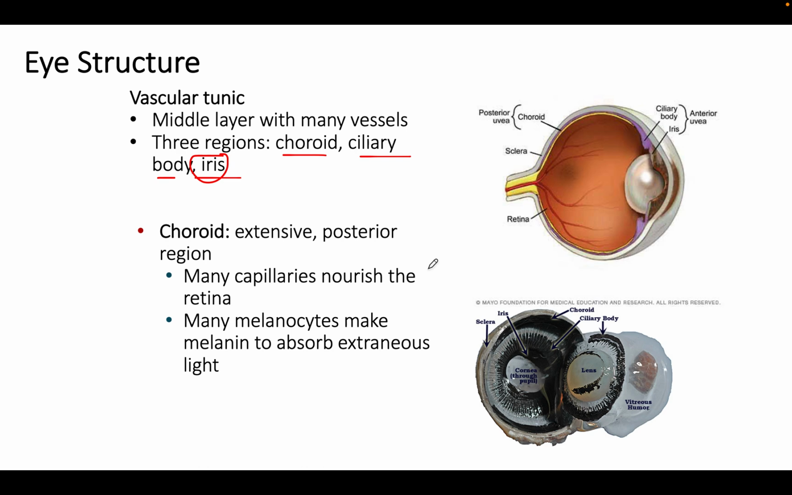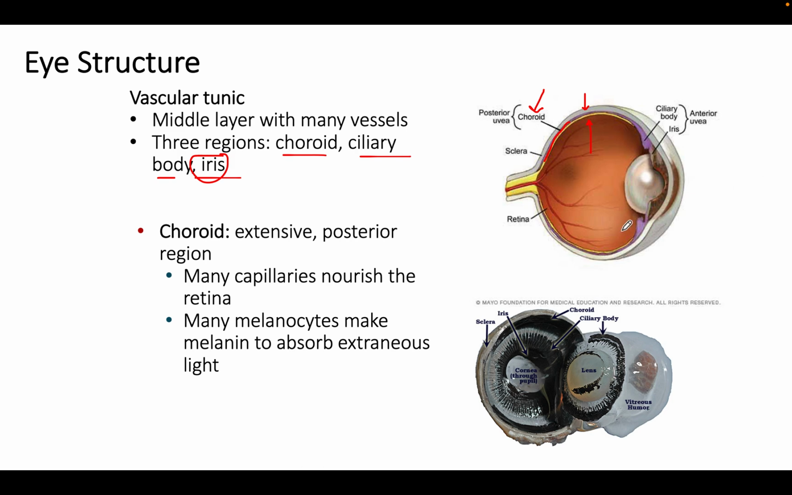Okay, so the iris is that colored part of the eye, and we'll talk about that in a second. So the choroid is this middle, kind of stretching middle layer of the eye. You can see right here, you have your outer fibrous layer here, you have your inner layer right here, and right in the middle, right where I'm drawing, this is our choroid.